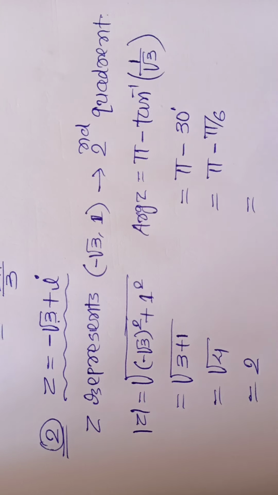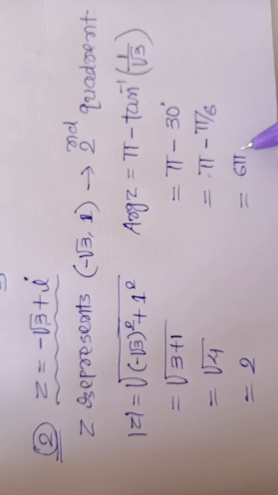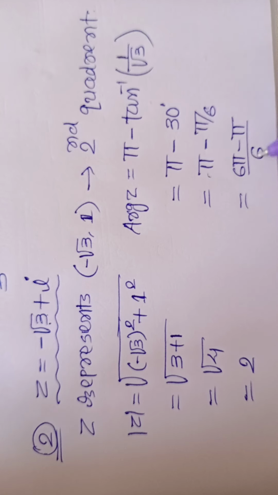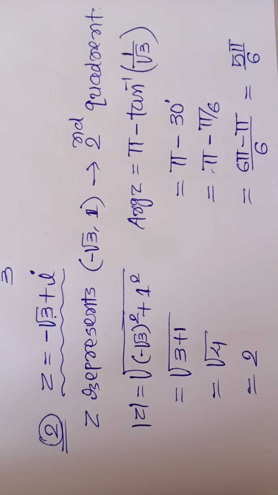Okay, now take LCM. You know LCM? 6 ones are 6 pi minus pi by 6. So that is 5 pi by 6. So this complex number has argument 5 pi by 6 and modulus 2. I think now you easily understand how to find the argument and modulus.